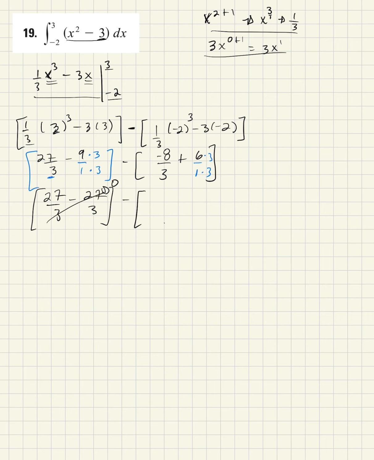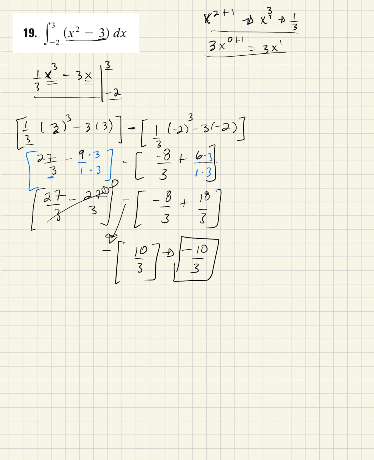And I have -8 over 3 plus 18 over 3. Carry the negative. This negative is this one right there, because this entire thing went to 0. Okay, so then I have -8 plus 18, that's just positive 10 over 3. Don't forget to multiply that negative, and it's just -10 over 3 as your final answer.